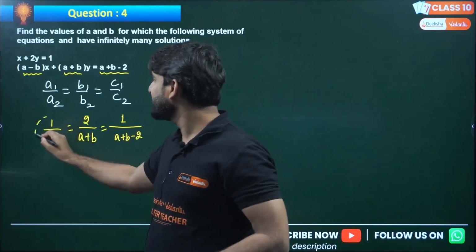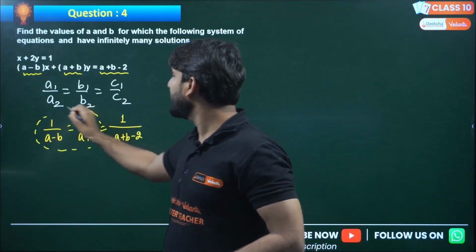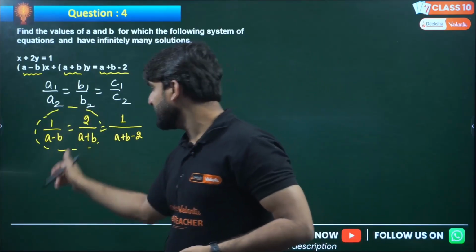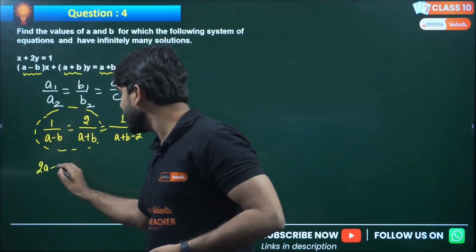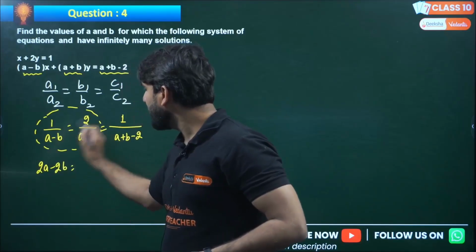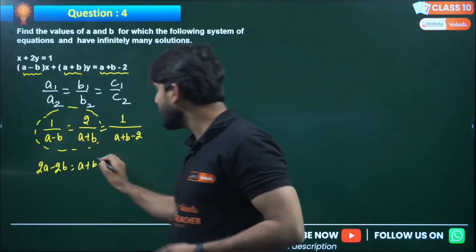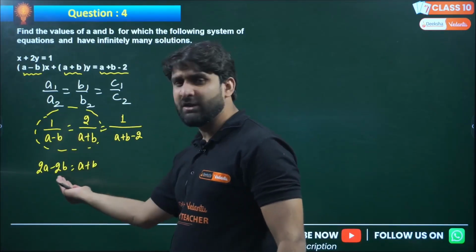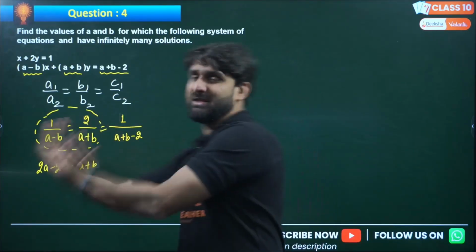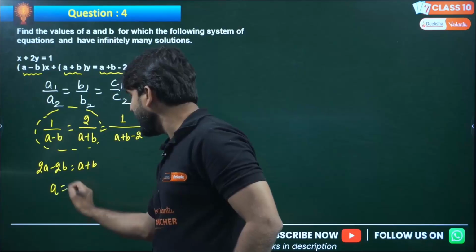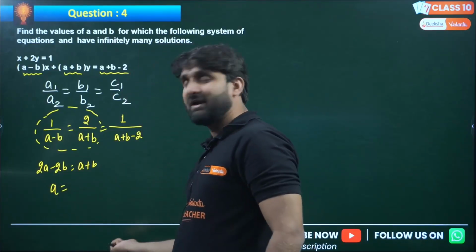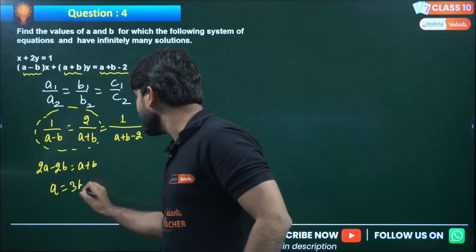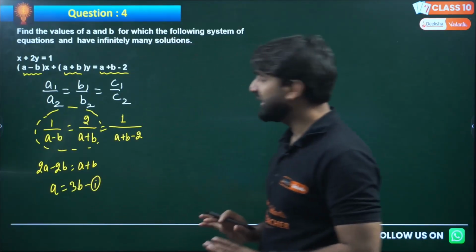So first take this, because they are also equal to each other. On cross multiplication, this will become 2a minus 2b is equal to a plus b. Now what we can do, shift a that side and b also that side, or you can take minus 2b this side and a that side. So 2a minus a will be a, and when minus 2b comes to the right hand side, minus 2b plus one more b is there, so they will become this. So we have equation number 1. Keep it as it is.